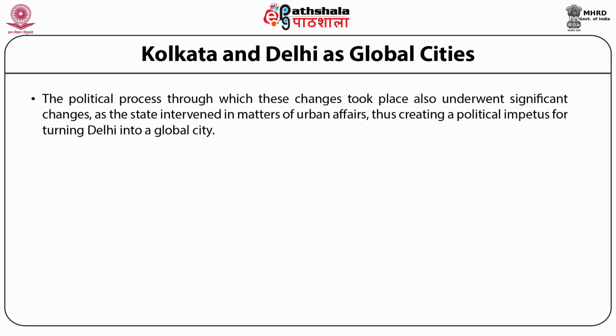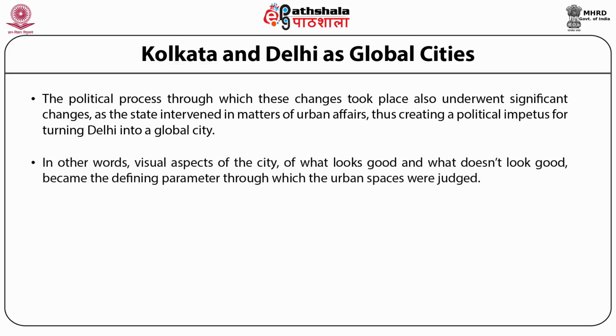In his recent book, Ruled by Aesthetics: World-Class City Making in Delhi, Asher Ghertner argues that aesthetic norms replaced mapping and surveying, which are the traditional tools to administer space. In other words, visual aspects of the city, of what looks good and what does not look good, have become the defining parameter through which the urban spaces are judged. Aesthetics thus added a rationale for further slum clearing.